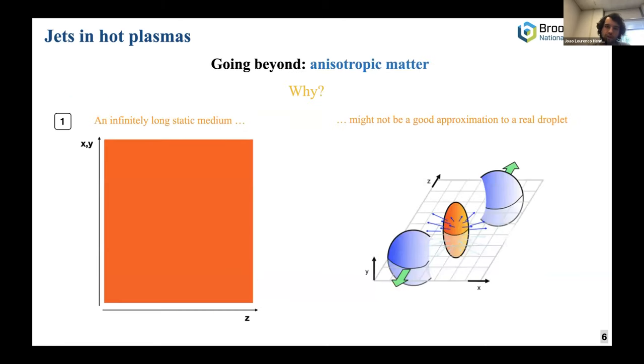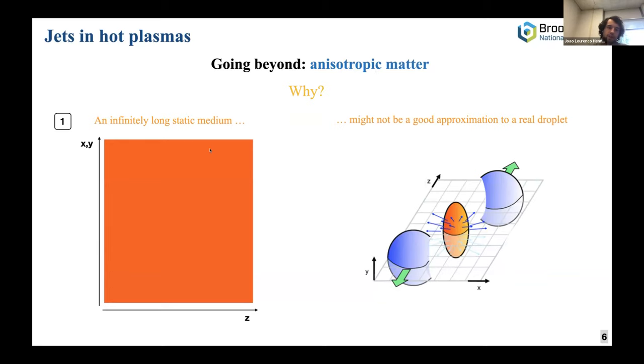Okay, so today, as I mentioned in my title, I will talk about a particular correction of this type, which has to do with the fact that the medium the jet is traversing is not completely isotropic. So why do I want to talk about this?